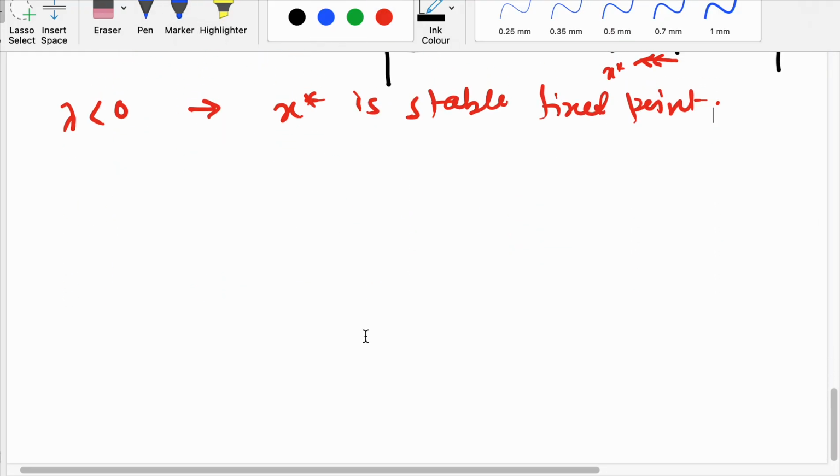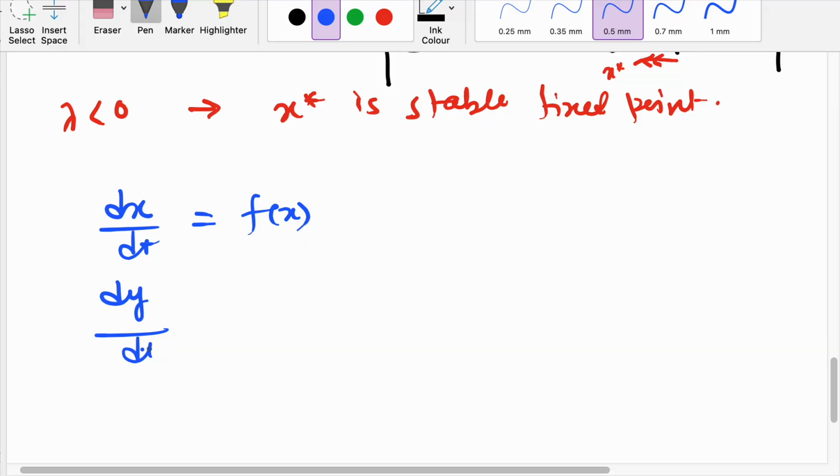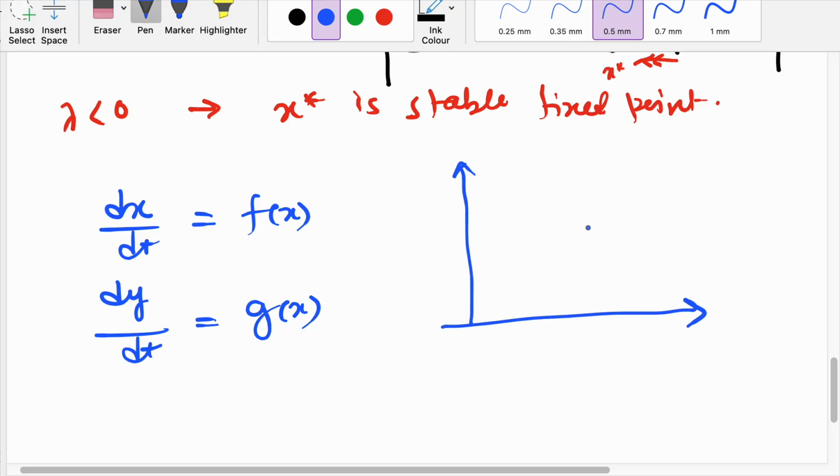here. Suppose there is an equation similar to that. I have a two dimensional equation. One is dx dt equal to some f of x, one is dy dt equal to some g of x. Now here also my system will be in two dimensional space. In one dimension the visualization is easy, so here two dimensions. Sorry, this is a function of x y, this will be a function of x y.